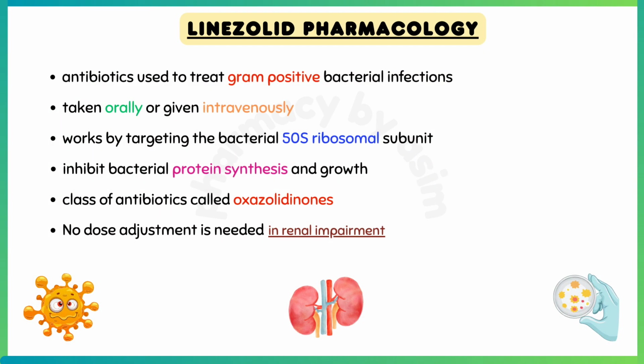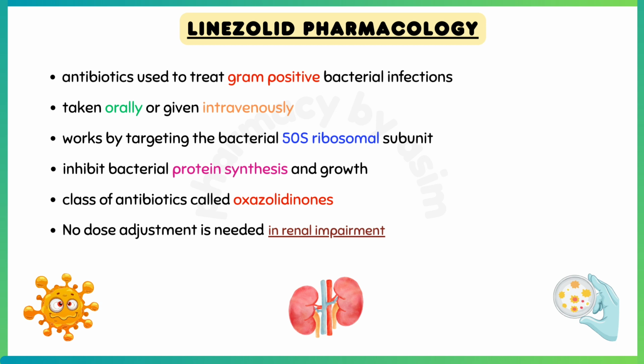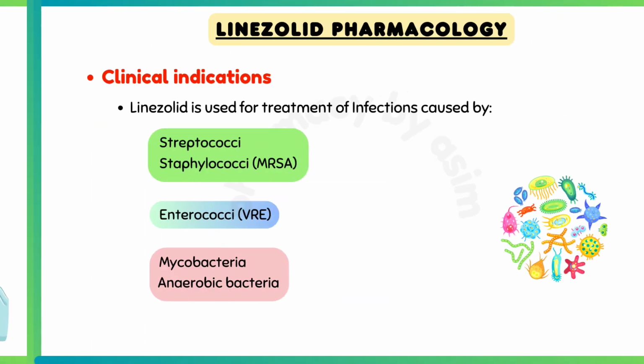Linezolid is a class of antibiotics used to treat gram-positive bacterial infections. It can be taken orally or given intravenously, and works by targeting the bacterial 50S ribosomal subunit, ultimately inhibiting bacterial protein synthesis and growth. It belongs to a class of antibiotics called oxazolidinones. No dose adjustment is needed in case of renal impairment.